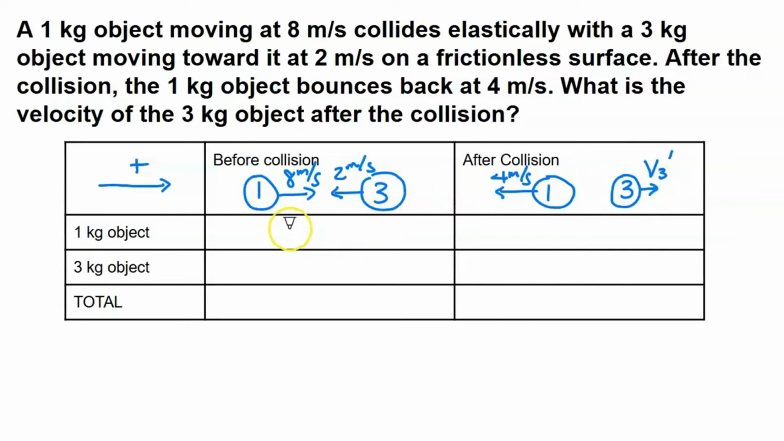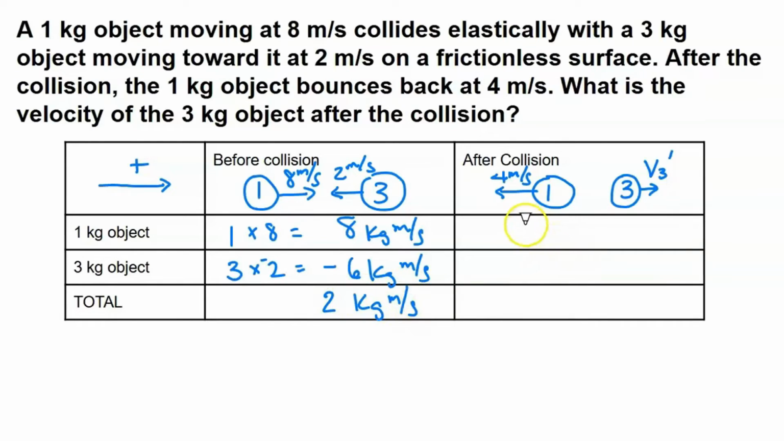So in these boxes, I'm going to calculate the momentum. For object 1, it's going to be 1 kilogram times 8 meters per second, and we get 8 kilogram meters per second. Object 3 is going to be 3 times 2, which is 6. But this 2 is negative, so it will be negative 6 kilogram meters per second. So the total momentum, 8 plus negative 6, I get 2 kilogram meters per second.